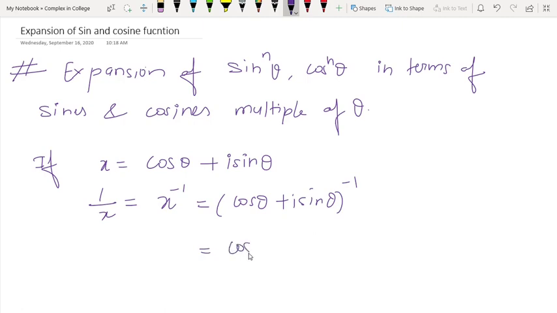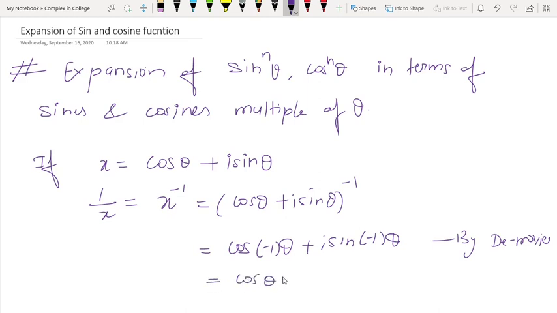As per De Moivre's theorem, this would be cos minus 1 theta plus i sine minus 1 theta, isn't it? Yes, by De Moivre. So now cos minus theta is cos theta, whereas sine minus theta is minus sine theta. So this is cos theta minus i sine theta. So this is what your 1 upon x is.